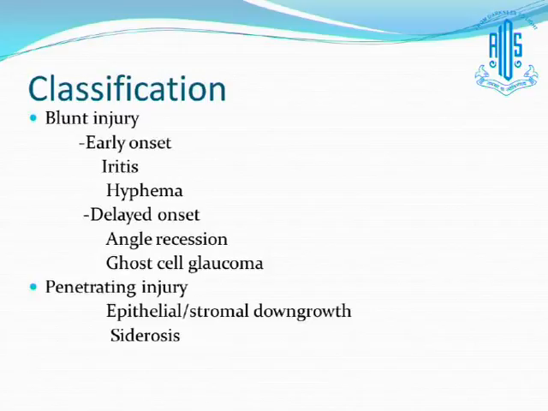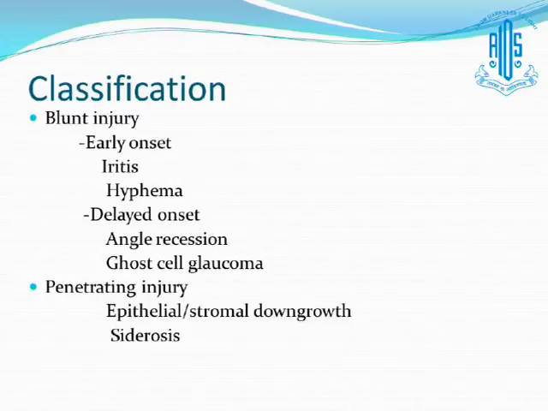If we broadly classify traumatic glaucoma, we will have either blunt injury or penetrating injury. In a blunt injury, the rise in pressure could be an early onset or it can be delayed. The early onset, the commoner cause being the iritis, which we very commonly see in any of our blunt trauma injury, or a hyphema. In a delayed onset, again angle recession glaucoma is very important, because angle recession glaucoma has become synonymous with post-traumatic glaucoma.